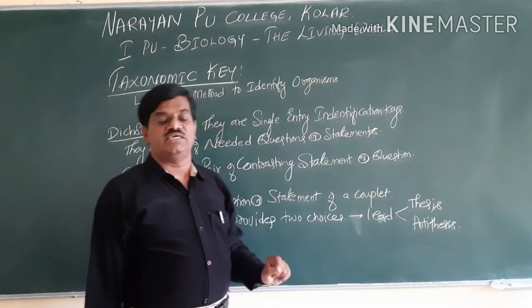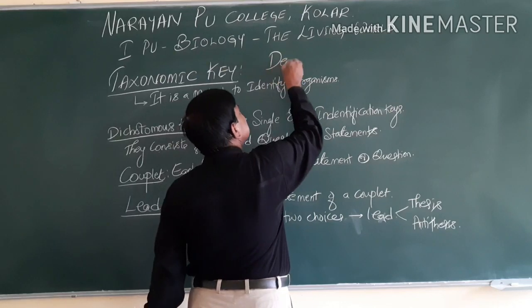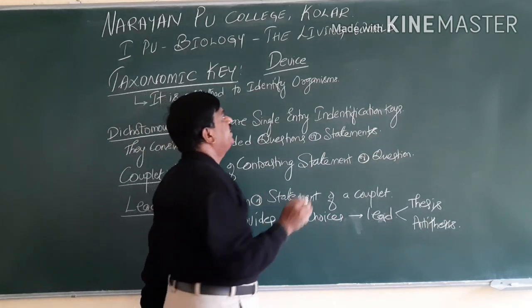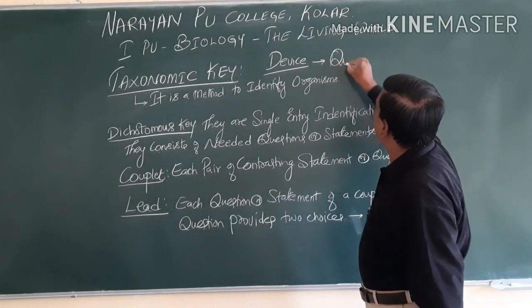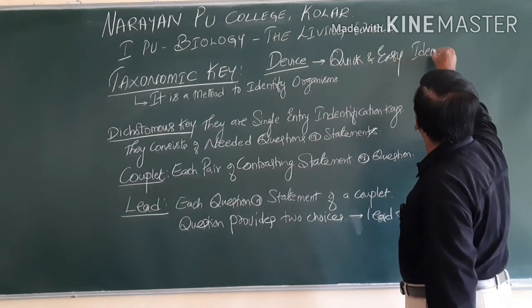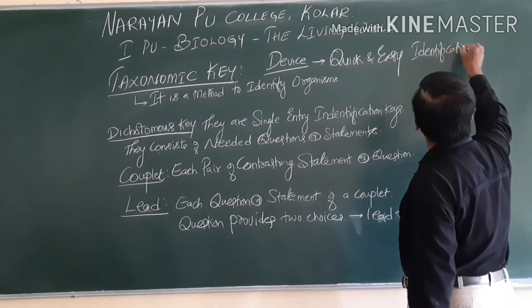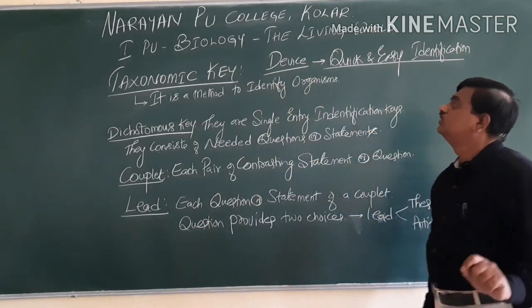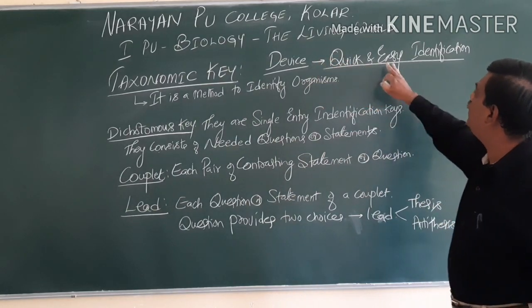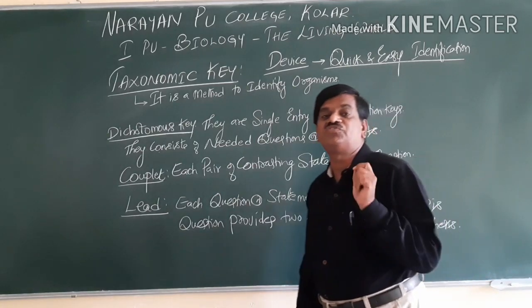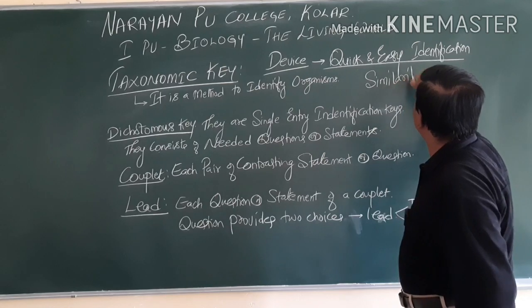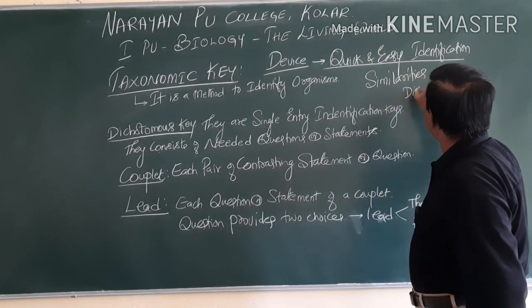So we'll go for the next study called Taxonomy Key. Taxonomy Key is nothing but a device or a key card used for quick and easy identification of an organism or identification of plants. I am repeating, it is a device used for quick and easy identification of plants based on similarities and dissimilarities.